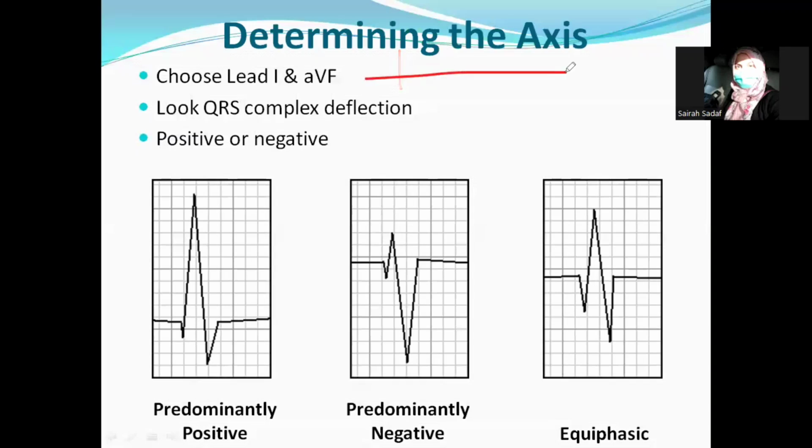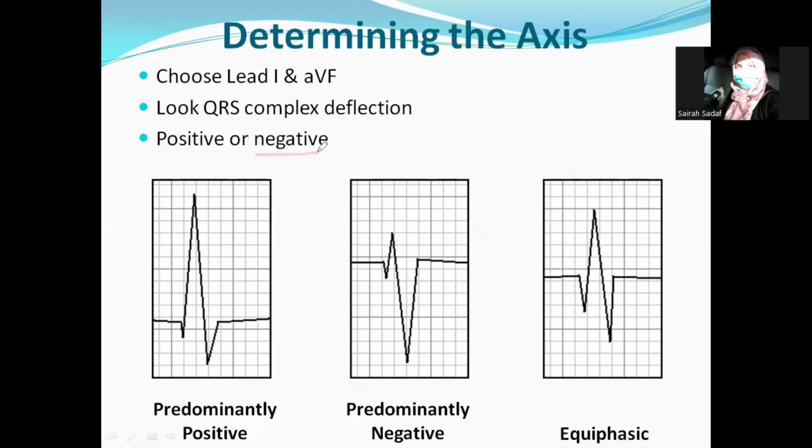Like it goes like this, lead 1, and AVF is like this, perpendicular to each other. And I will show you on my next slide. Okay. So when you are looking for axis, what you're doing actually, you have to choose lead 1 and AVF. Then you look for the QRS complex deflection, whether it's positive or negative.